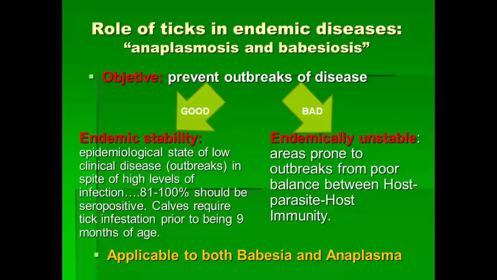You may want to stop this slide and read it, but it basically is telling you that the role played by ticks in endemic areas is important, and the objective is to prevent outbreaks of the disease by babesia because we don't really have a vaccine available. And as I say, ideally what you want is those calves being exposed to ticks prior to 9 months of age, because up until that age, and unlike other parasitic diseases, calves have an innate immunity which protects them from babesiosis. Once they pass that age, they become susceptible.